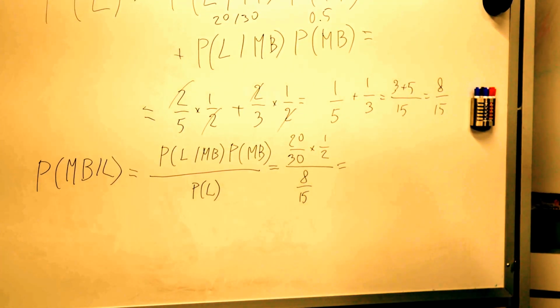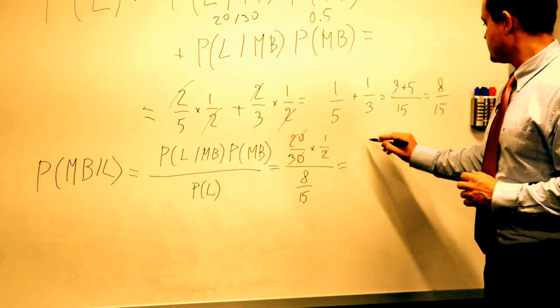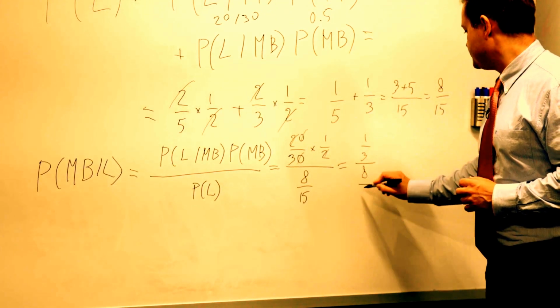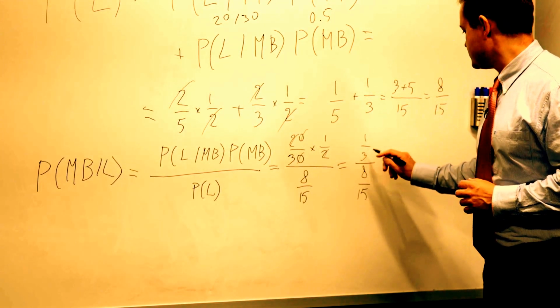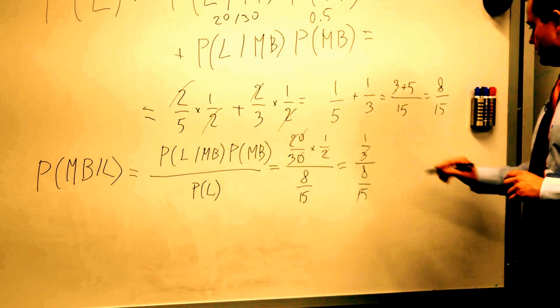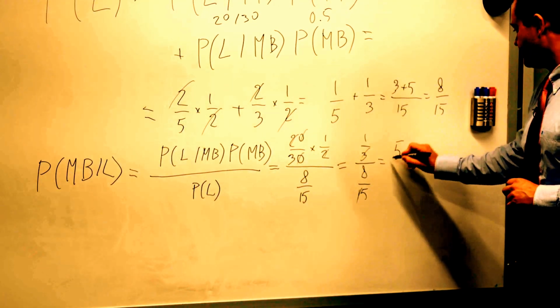Let's transform that. Let's get rid of zeros. Let's get rid of 2's here. So it's going to be 1 divided by 3 divided by 8 divided by 15. Again, let's get rid of 3 here. So now what we end up with is 5 divided by 8.